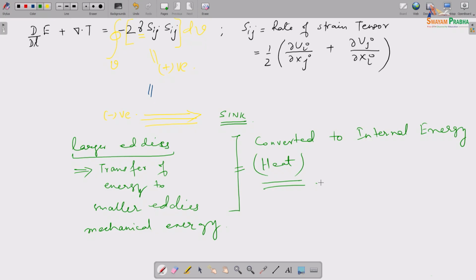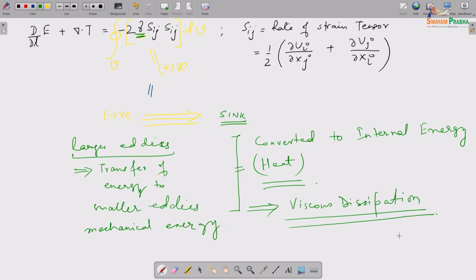Now this happens because of the viscosity involved. As you can see, this is the viscosity component that we're talking about, and hence this is essentially called the viscous dissipation. So this results in the viscous dissipation.